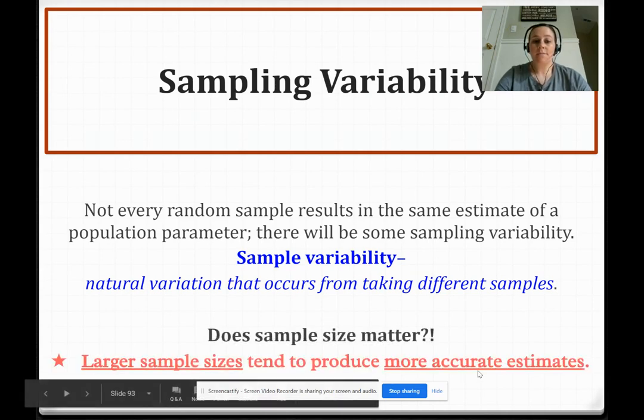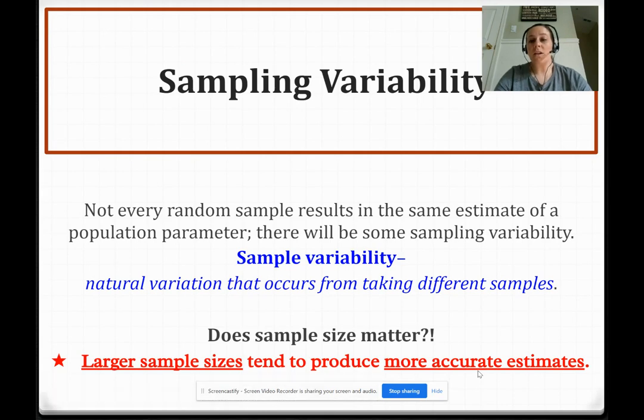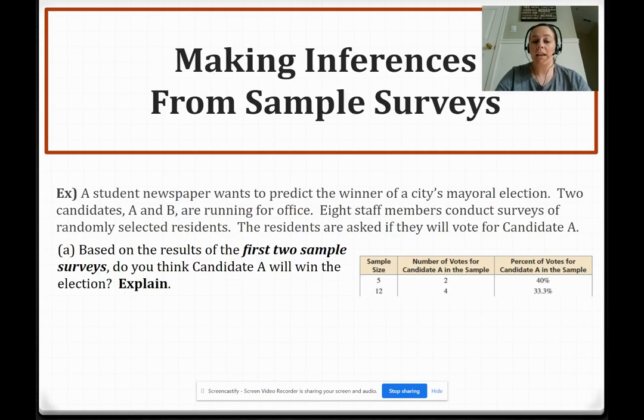All right. So, not only will a larger sample typically help yield more accurate results, but by taking larger samples, you can actually reduce the impact of sampling variability. All right, let's look at this. It says, making inferences from sample surveys.